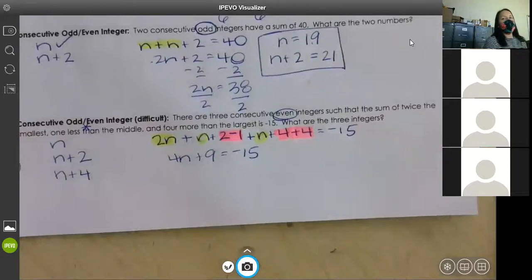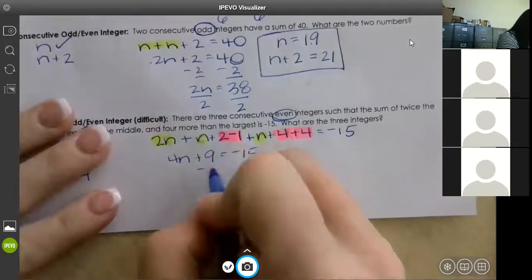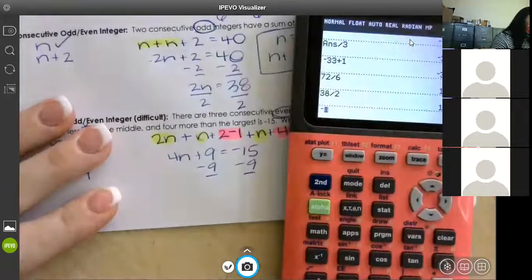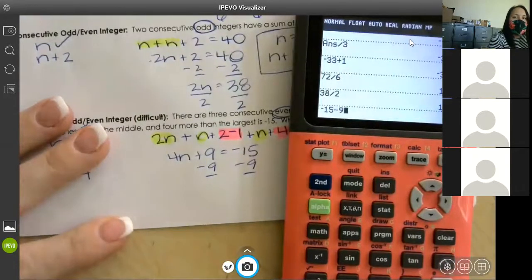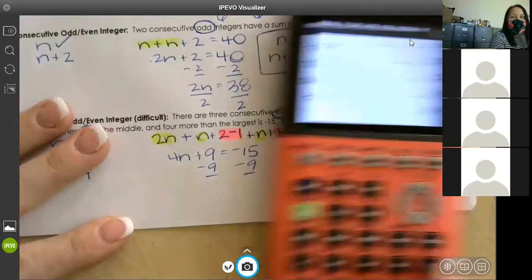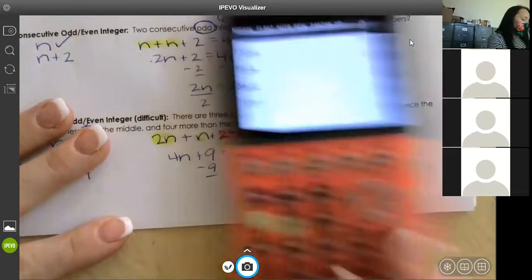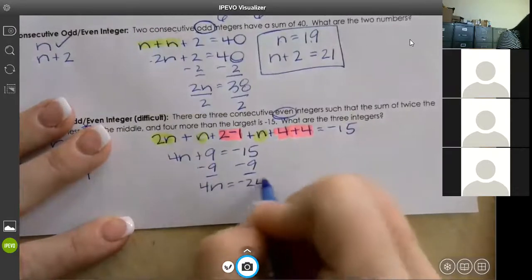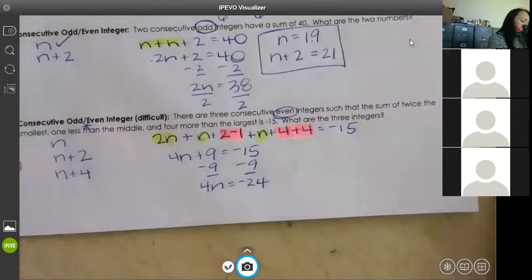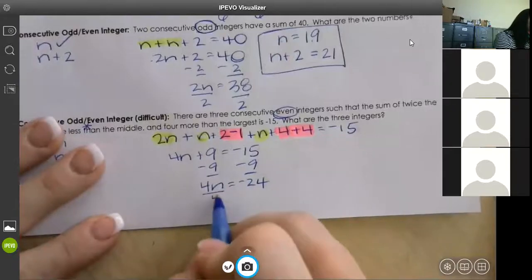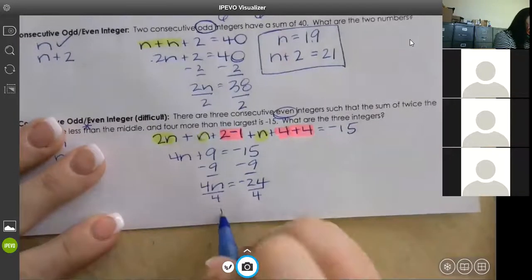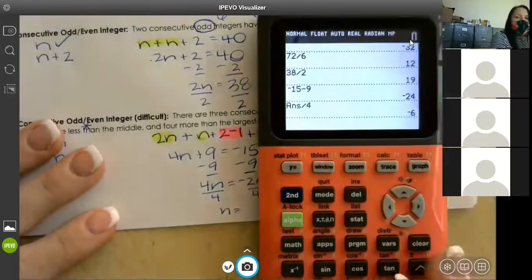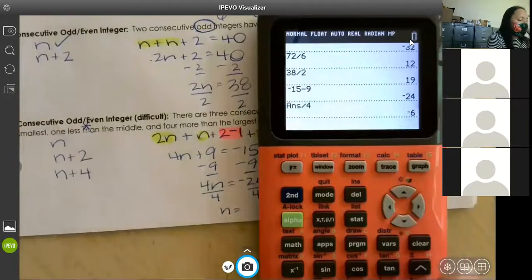All right. How do I solve this equation? Minus 9. Perfect. Thank you, Zoomers, for joining in. We really appreciate that. Negative 15 minus 9 is negative 24. So 4n equals negative 24. What's my last step? Divide by 4. Perfect. And I get n equals, and again, if you do use your calculator, that's fine. Divide by 4, and I get negative 6.